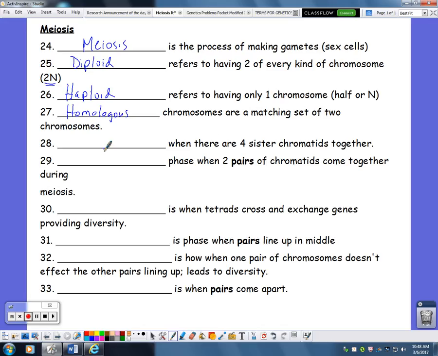So when the pair is together like that and you see four lines, what do they call that? The prefix means four. Tetrad. Number 29. Blank phase. When two pairs of chromatids come together during meiosis, during what phase? Prophase 1.